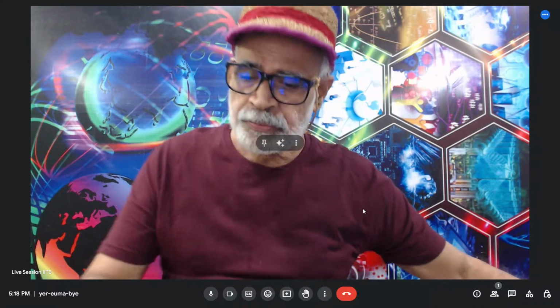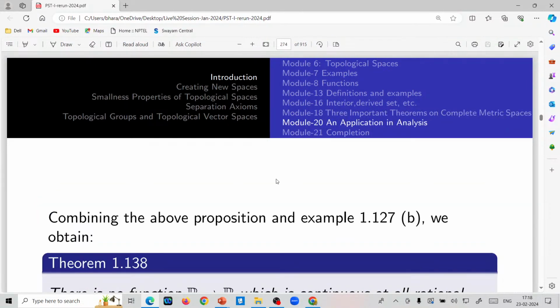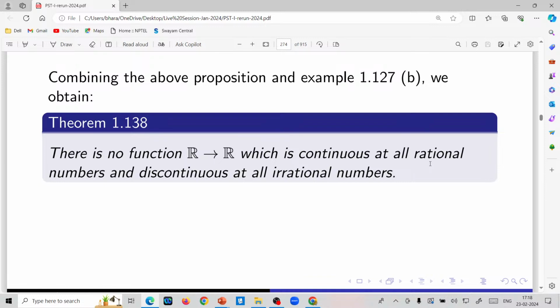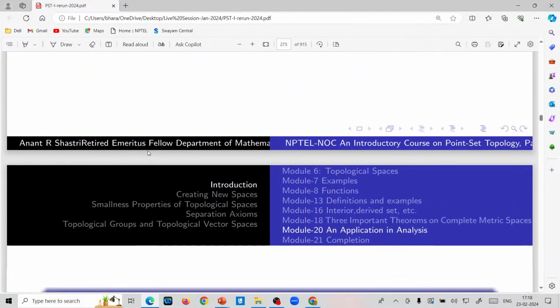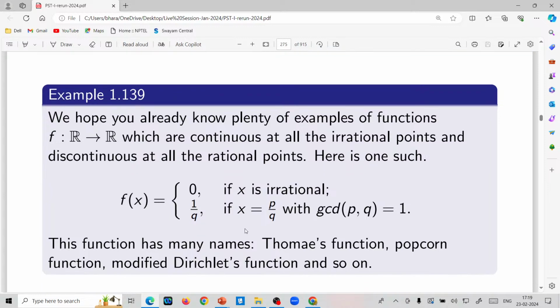Let me show you that screen so that it will be more accessible to you. Yeah. So this was the theorem that there is no function from R to R which is continuous on rational numbers and discontinuous on irrational numbers. Can you see the screen? So this was some theorem that we have done. We have already gone through this one. And then there is an example, this one, which is called Thomae's example perhaps. Many other names are there, popcorn function, modified Dirichlet function and so on. Take it to be 0 on all irrationals and 1 by q for x equal to p by q with GCD of p and q equal to 1. So these are for rational numbers.